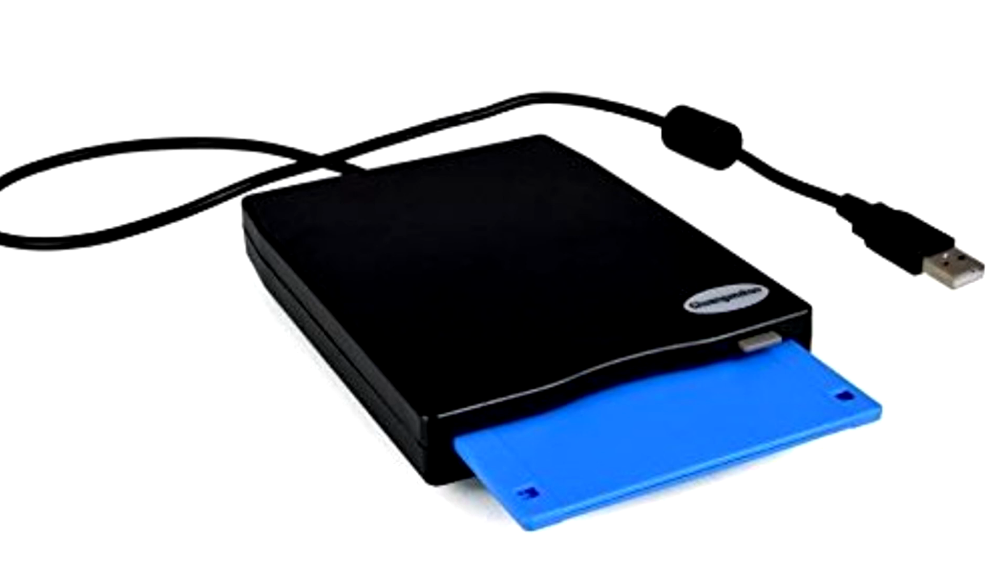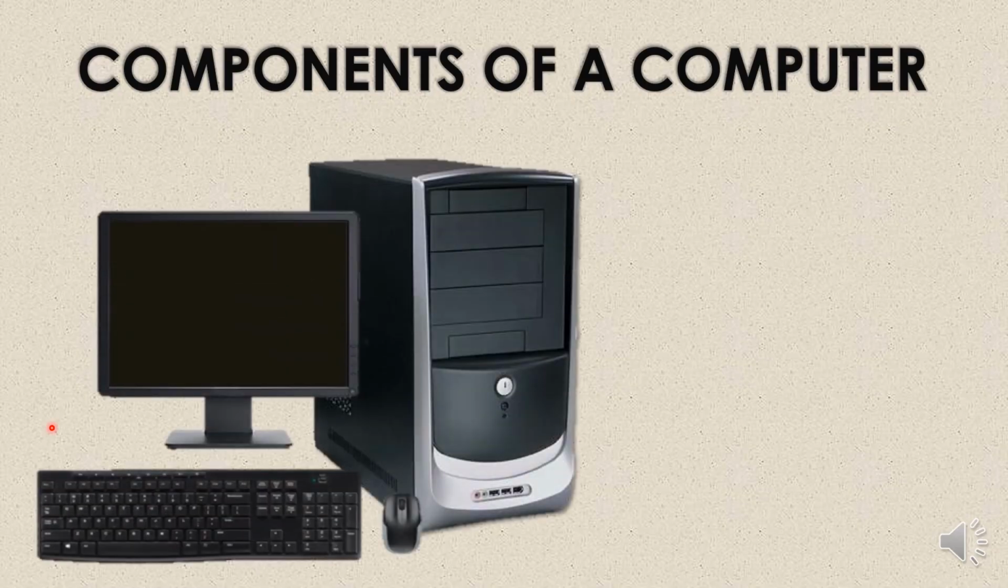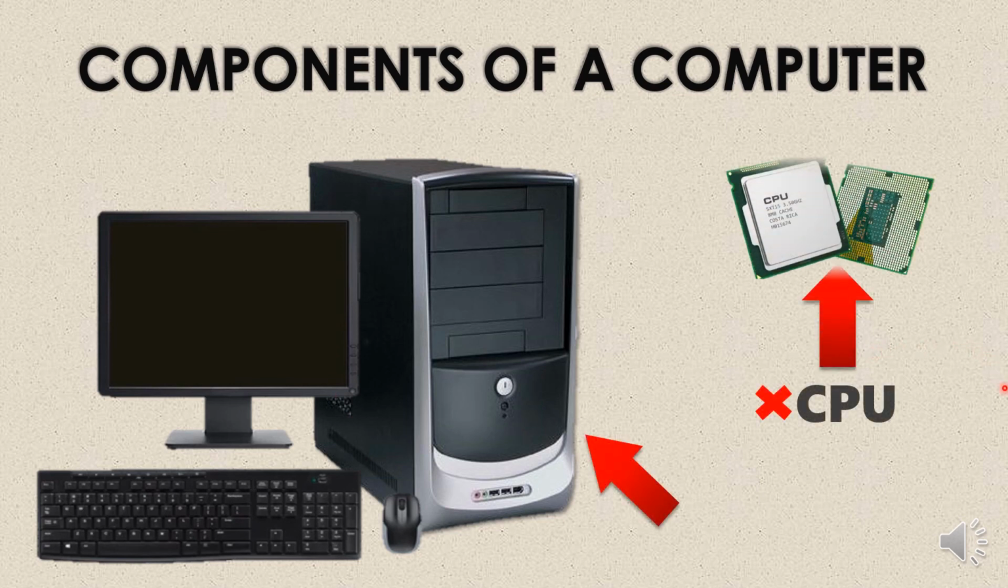Now that you already know the different components of a computer system, especially the major components, you shouldn't be calling this main box CPU anymore, because this is the CPU, the microprocessor chip, which is located or attached inside the main box, tower, or the system unit.